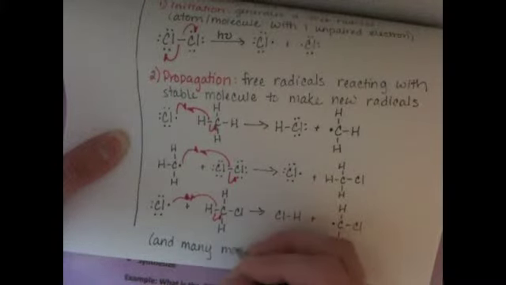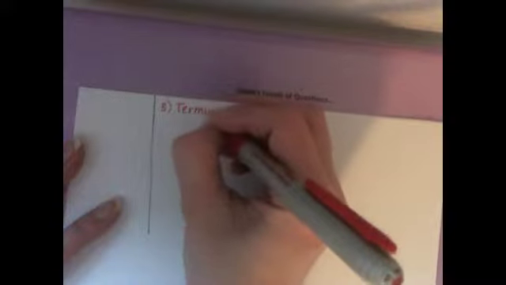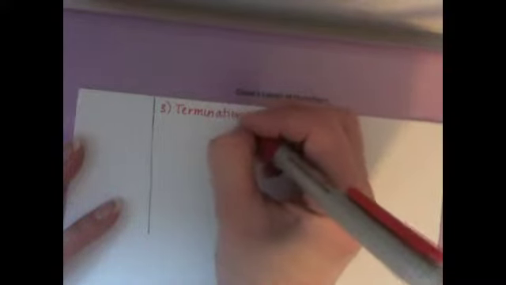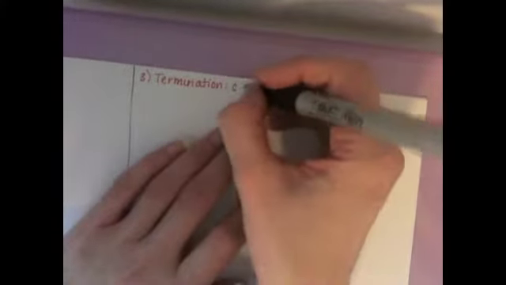And there are many more propagation steps. You could spend a whole lot of time drawing out all the possible propagation steps for this particular reaction. The third step in a chain reaction is called termination. In the termination step, two radicals combine together to make a non-radical. So the name makes sense because it's terminating the existence of the radicals, and it does stop the chain reaction.